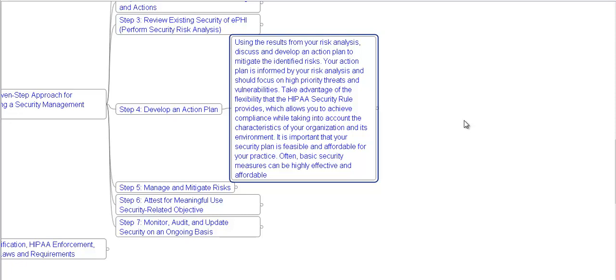Take advantage of the flexibility that the HIPAA Security Rule provides, which allows you to achieve compliance while taking into account the characteristics of your organization and its environment. It is important that your security plan is feasible and affordable for your practice. Often basic security measures can be highly effective and affordable.